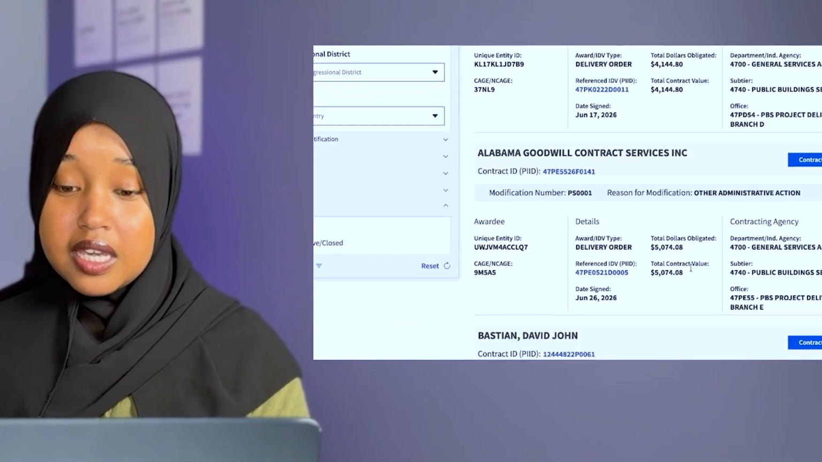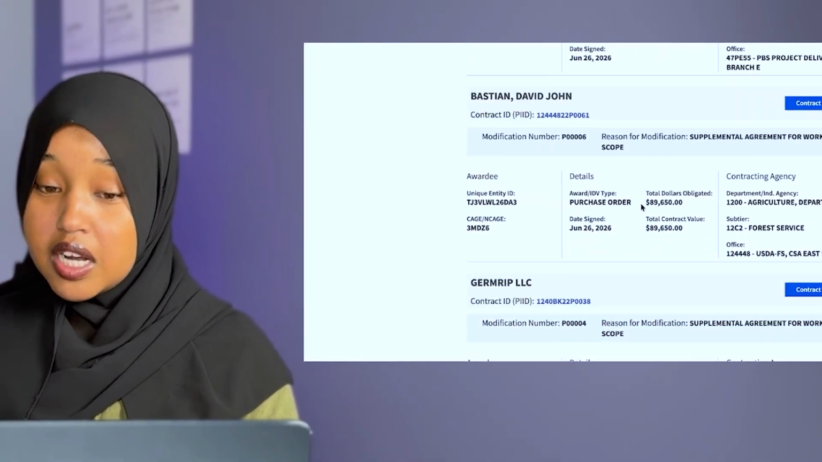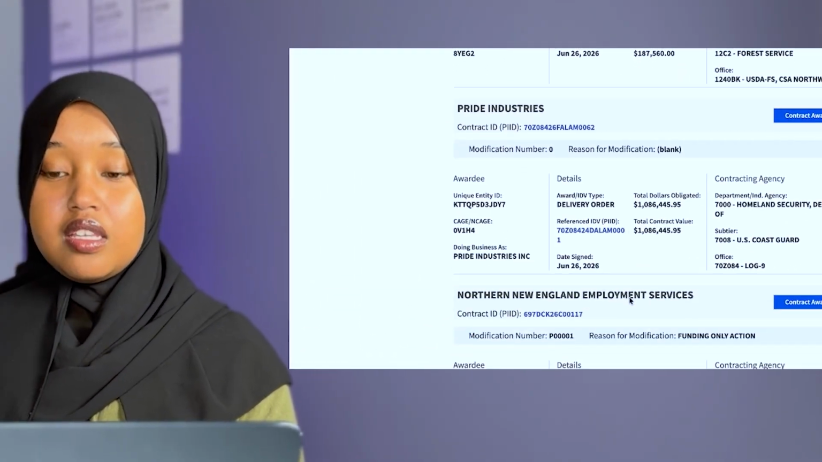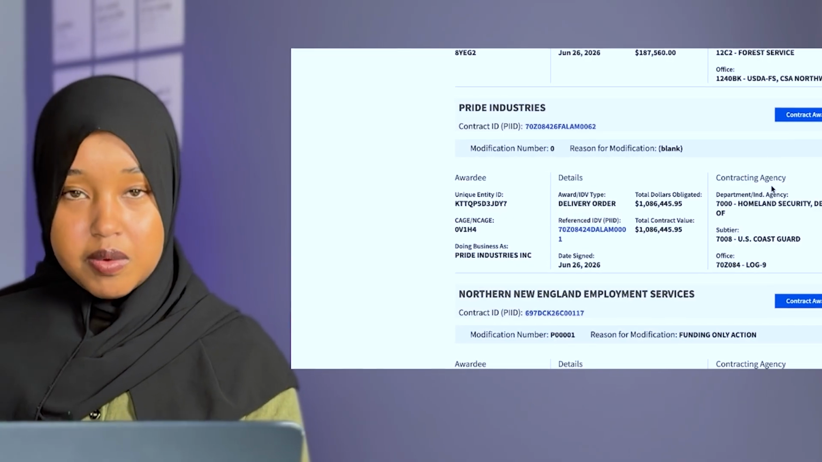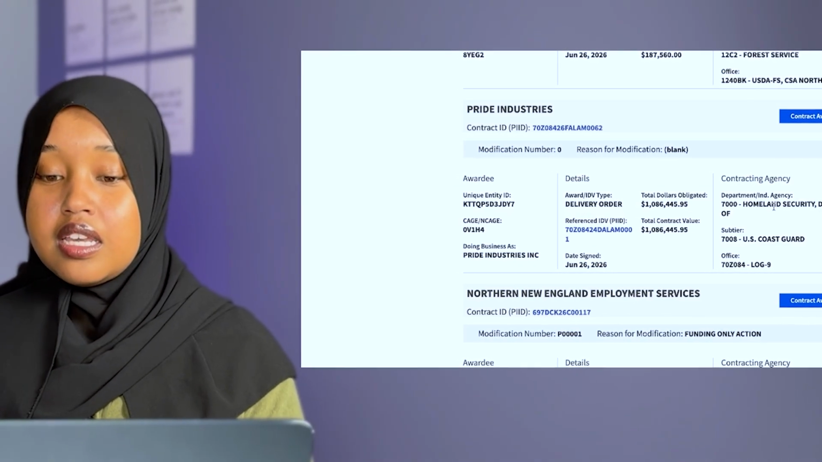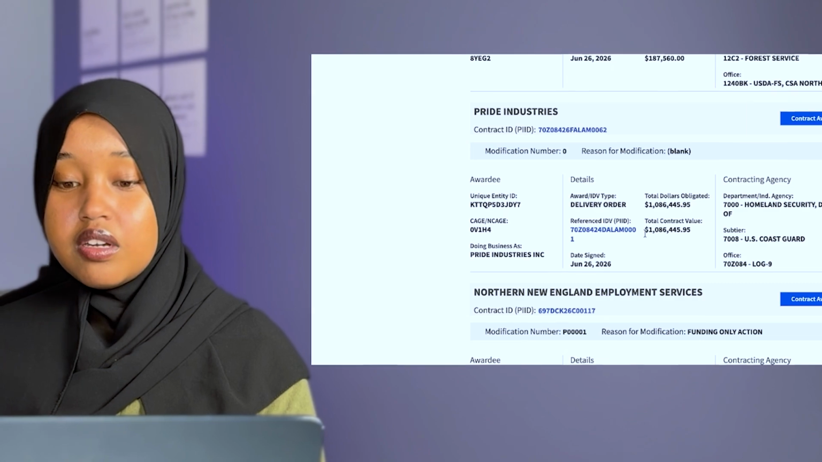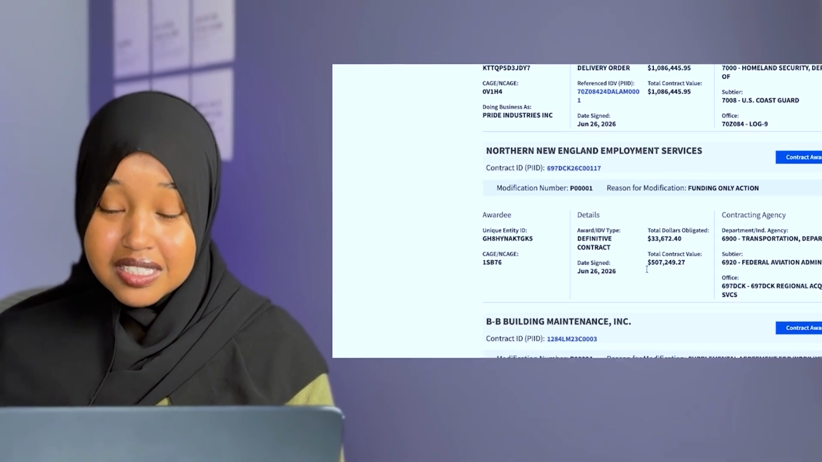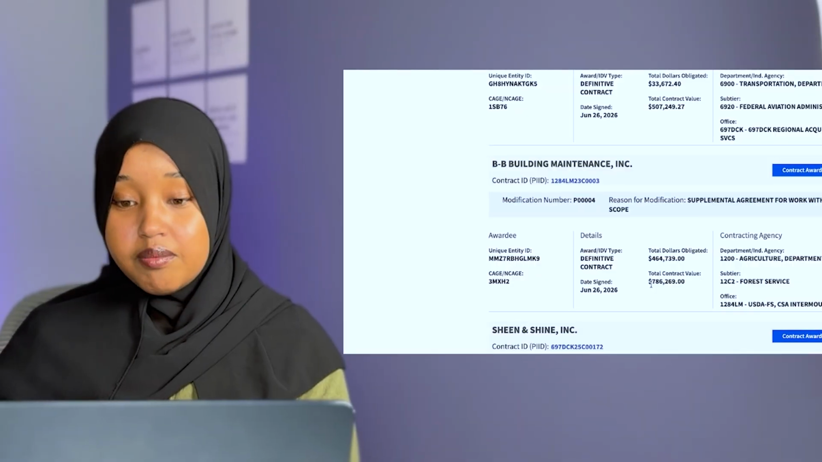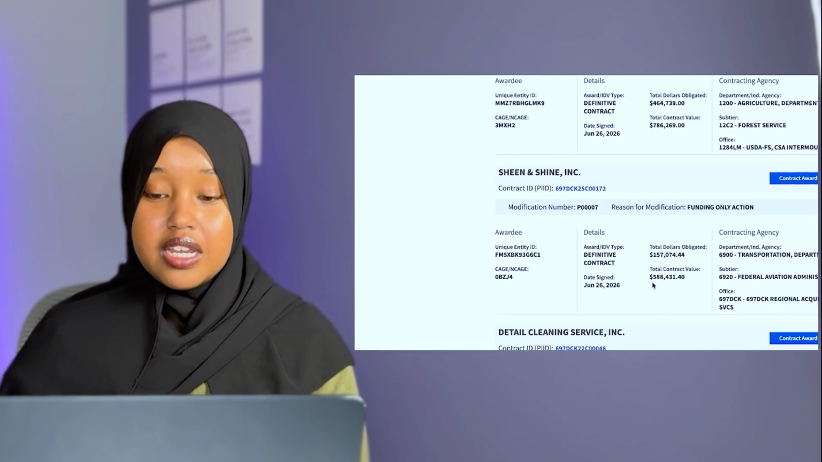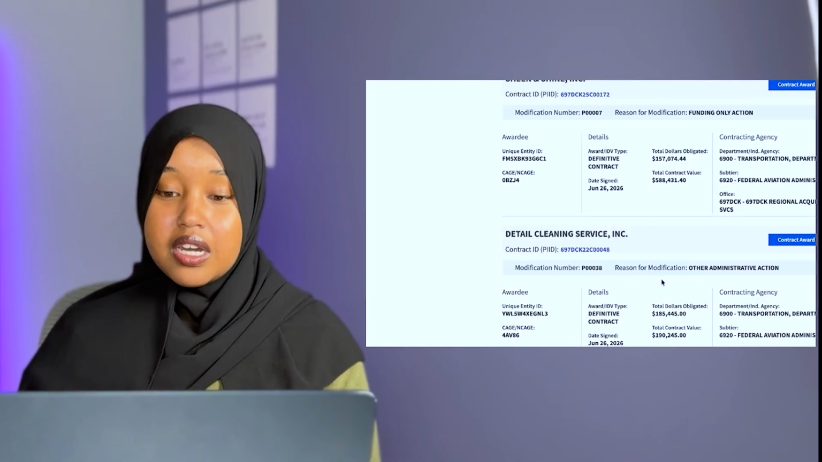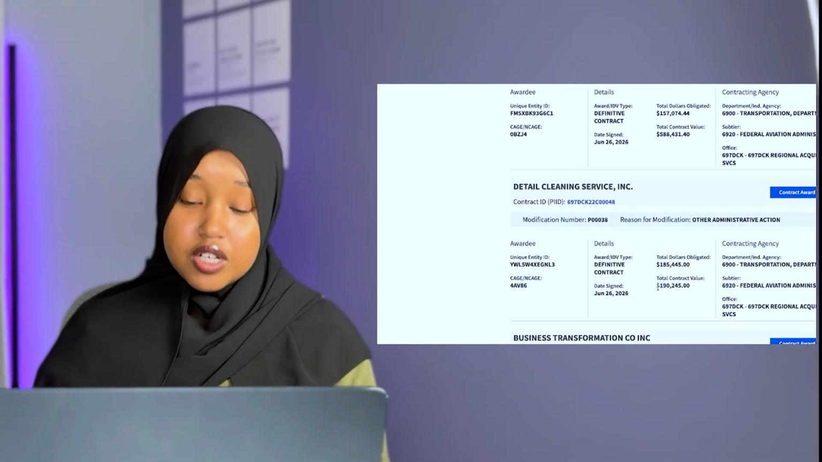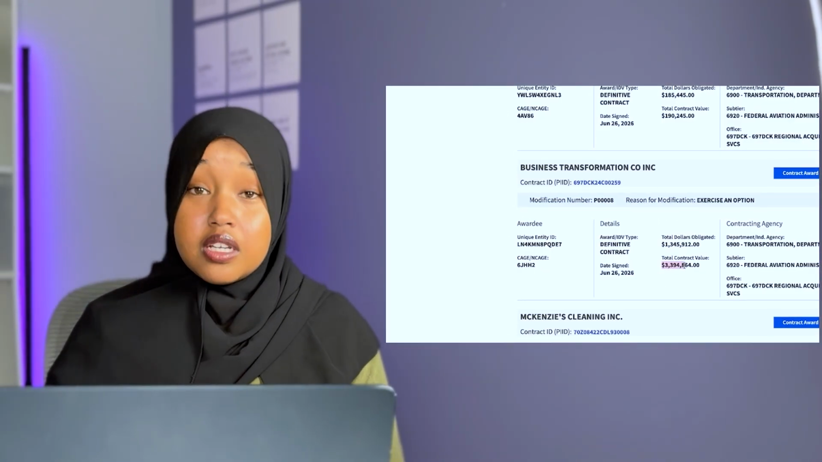Another company here, $89K, 7K. Another big company came through in this, the contracting agency was the US Department of Homeland Security, and it is about 1 million. Another one about 500,000. Another one about 786,000. Another one about 500,000. Another one about 190,000. Another one about 3.3 million, which is the Department of Transportation. As you can see, this is only janitorial.